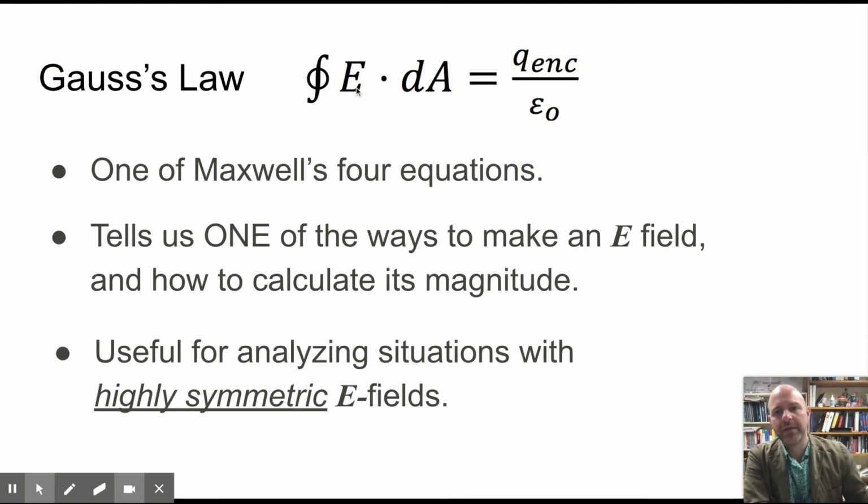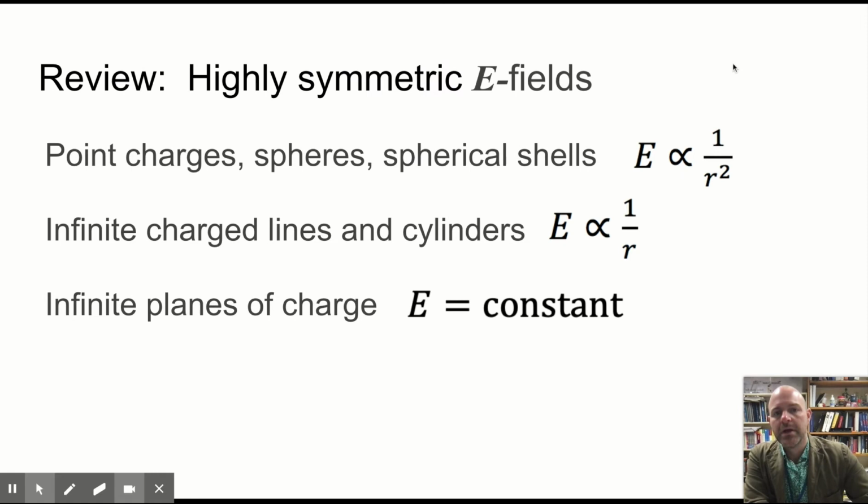So we know that Gauss's law says that the net flux through a Gaussian surface, which is this enclosed surface, is equal to Q enclosed over epsilon naught. This is one of Maxwell's four equations, which are the equations that describe electricity and magnetism. And it tells us a way to make the electric field and how to calculate its magnitude. This doesn't work for many situations, but it works for a lot of really interesting situations, specifically those that are highly symmetric, and we'll see what we mean there.